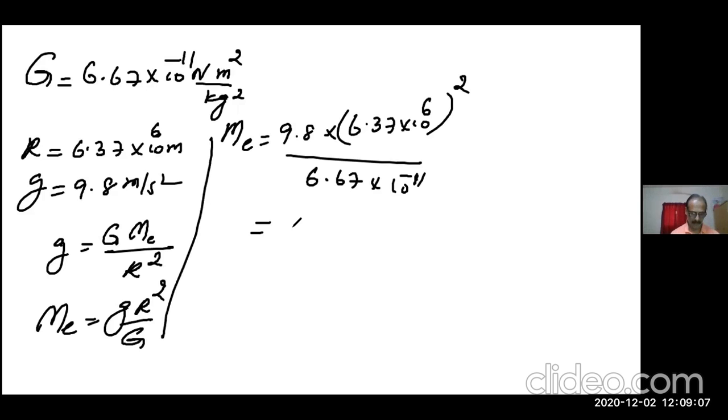Sir, can you explain the second part? ME is equal to 9.8, the substitution. Small g is 9.8, R is 6.37 into 10 to the power 6, whole squared, and capital G is 6.67 into 10 to the power minus 11. Okay, I thought we were adding ME and the other G. We're substituting them. It's okay.